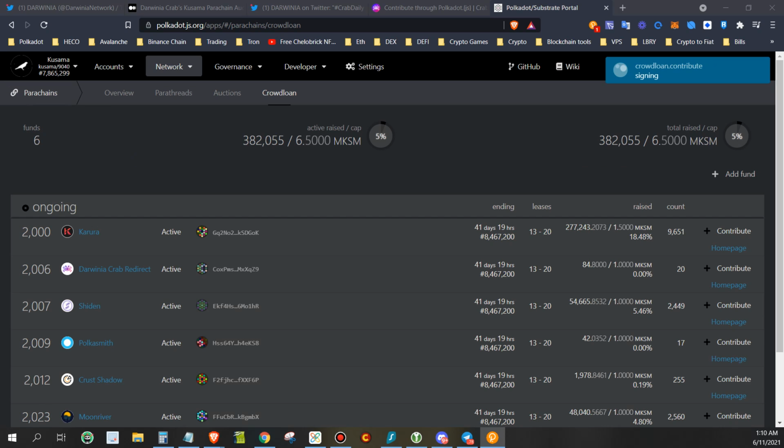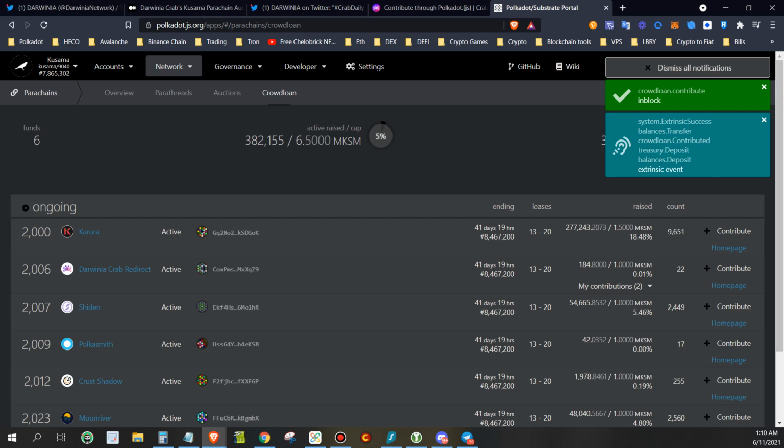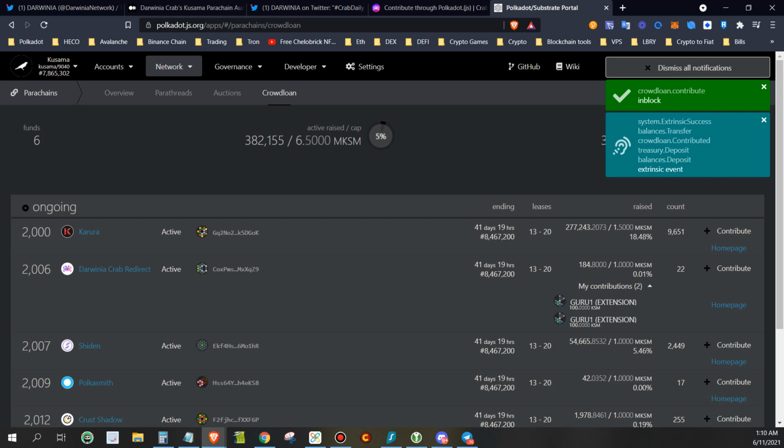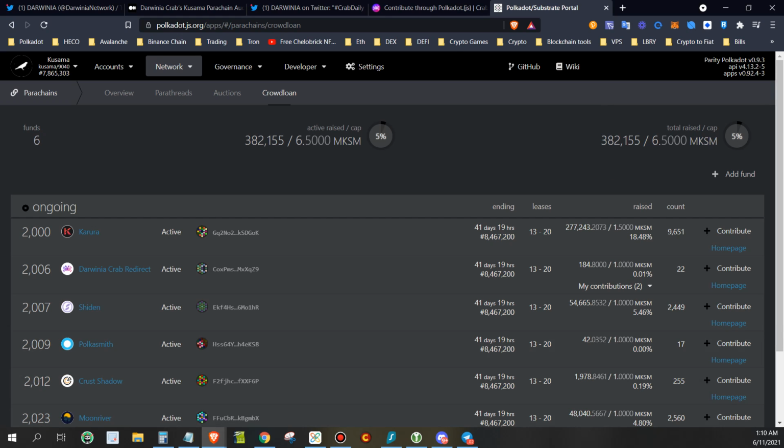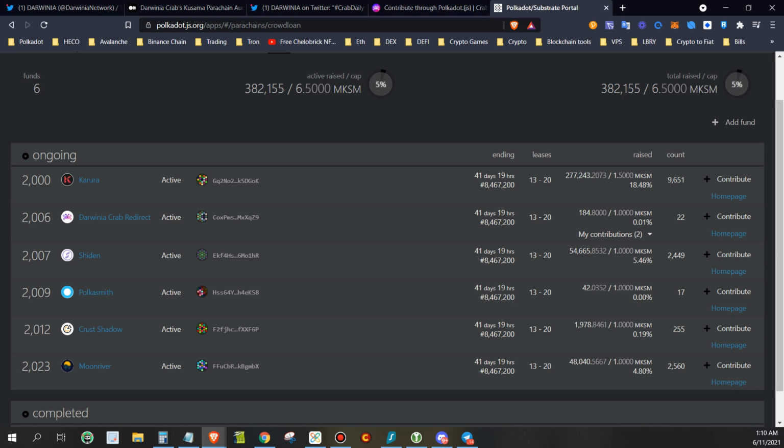All right, going down the hatch, guys. Making sure this is working properly. So I'll sign this, and let's see what happens. It should turn into 184.8. Yeah, 184. My contributions say I have 2, but it's obviously 1. So yeah, that's it. I contributed 100 KSM, and I'm looking forward to what happens next year. This is going to be ending in 41 days. So yeah, this is cool.